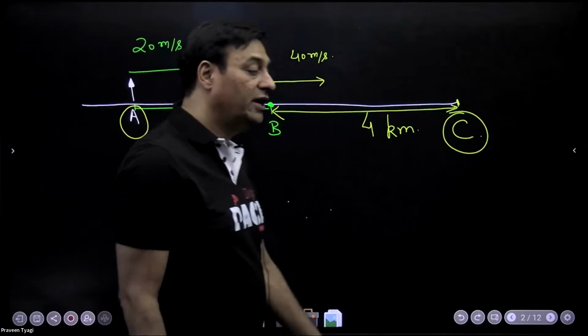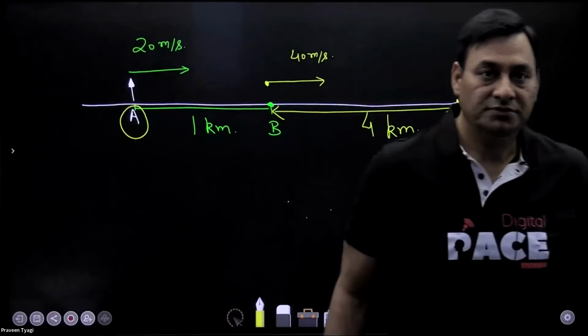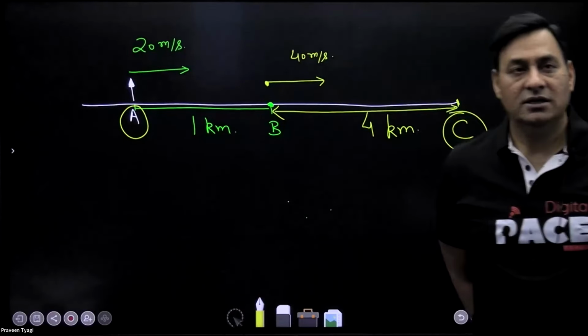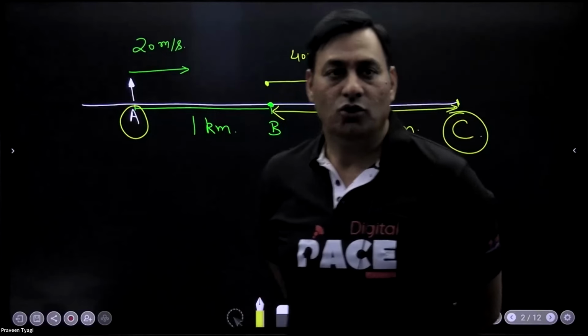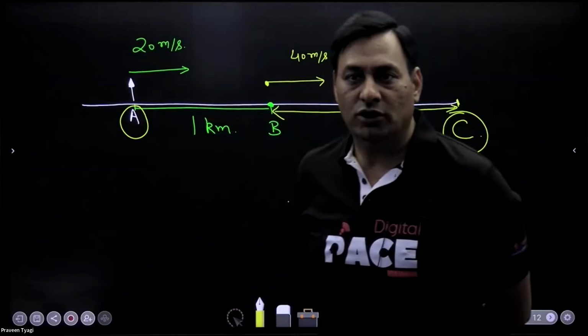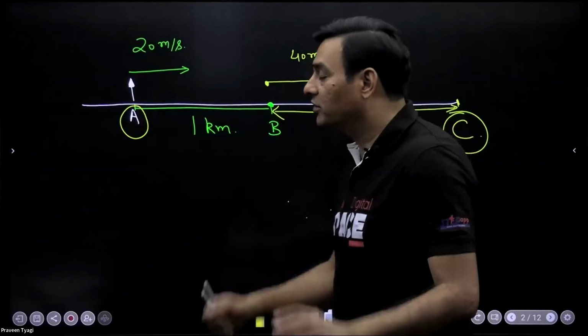Average speed from A to C. Always go back to the basics. What is the basic? Total distance covered upon total time taken. That is going to be your answer.